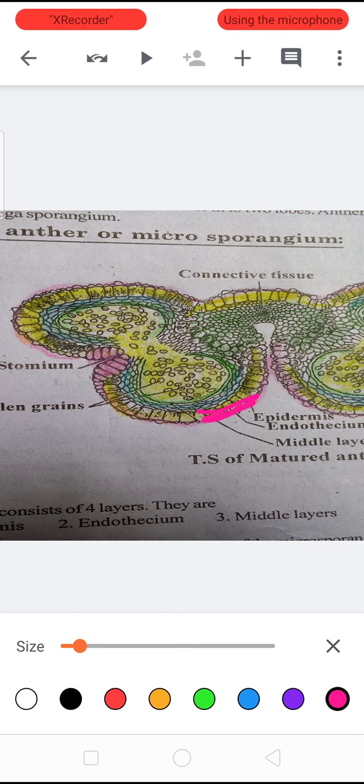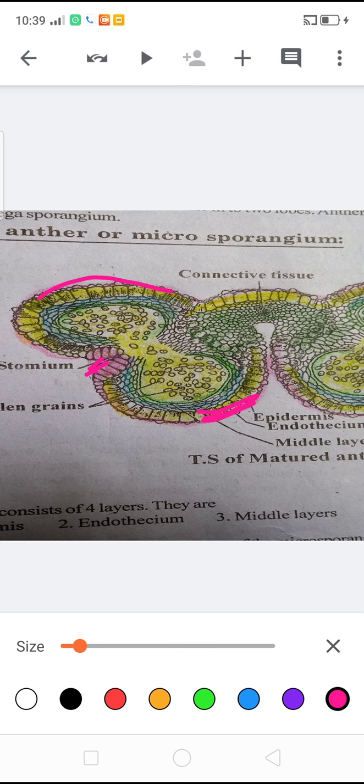The epidermal cells in the mature anther become stretched and much flattened. Some of the epidermal cells are large in size. These cells are called stomium. The stomium helps in the dehiscence of anther. This is about epidermis.